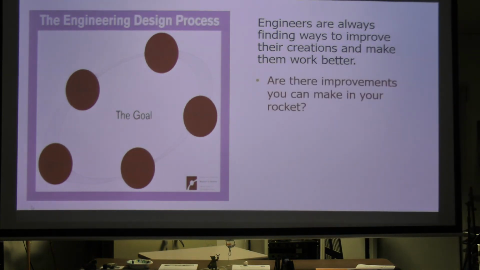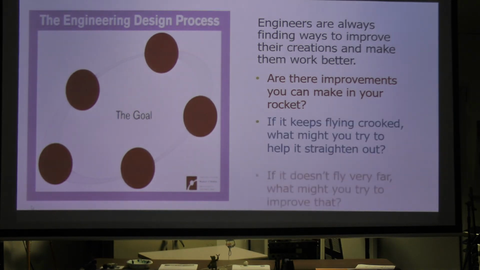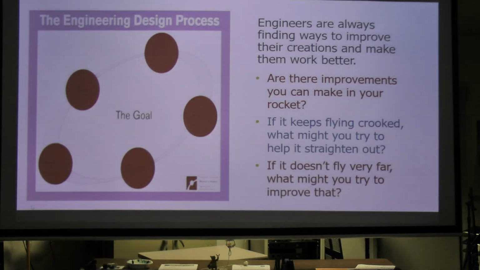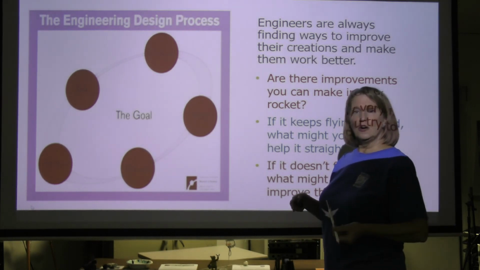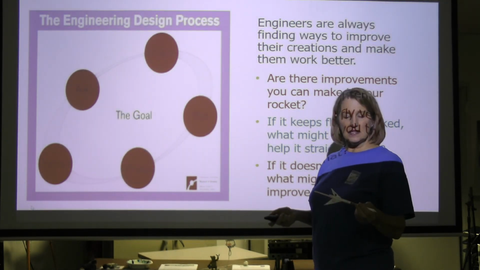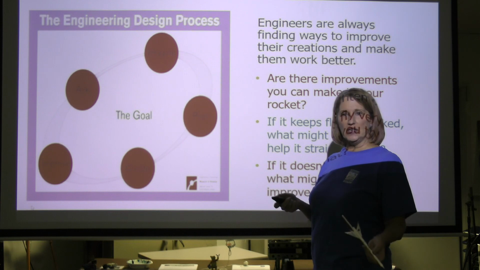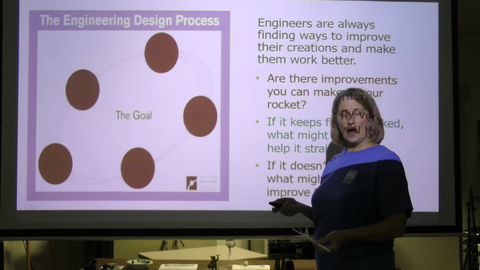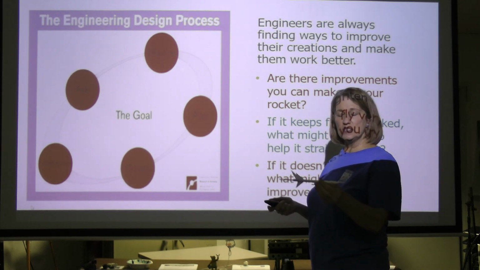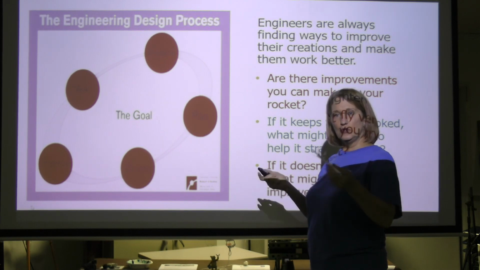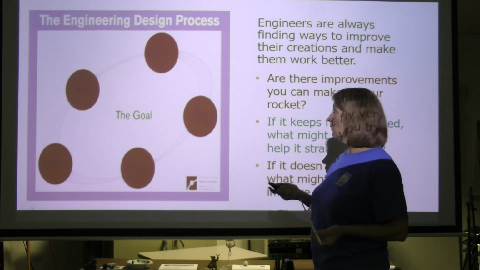So if there are improvements that you can make with your rocket, if it keeps flying crooked, what can you do? If it doesn't fly very far, what can you do? So after you've tested your rocket for a while, go back to the design table and see what you can do. If you add weight to it, what does it do? Does it fly farther? Does it go straighter? If you add more flaps, if you change the position of the flaps, if you do different things to your rocket, what will happen?